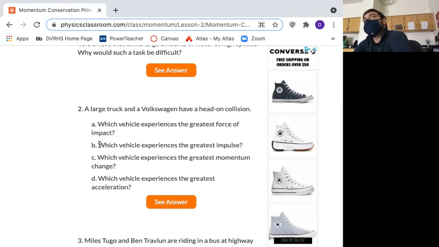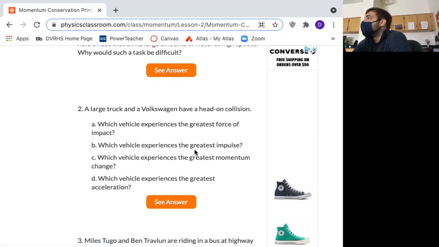Which vehicle experiences the greatest impulse? Well, if impulse is force times time, and the forces are equal and the times are equal, then the impulses are going to have to be equal. Which vehicle experiences the greatest momentum change? Well, impulse equals a change in momentum. So if I just told you that because the forces and the times are equal, the impulse was equal, then the momentum change must be equal too.